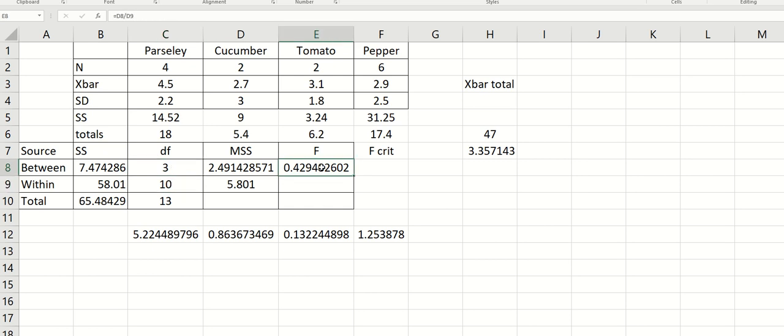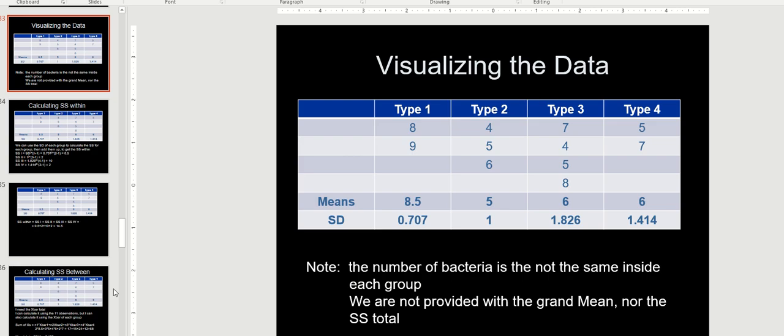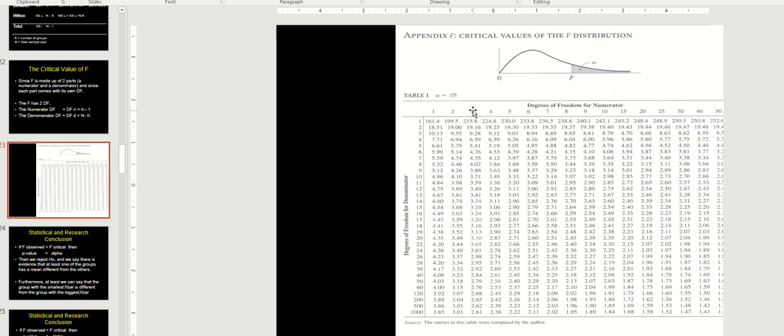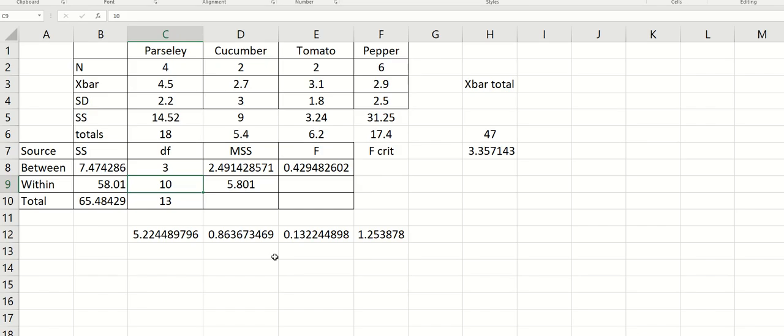Okay, now I need to get the f critical. Remember the degrees of freedom 3 and 10. I go to my ANOVA table. For 3 and 10, the critical value is 3.71. So the critical is 3.71. You can see that under the calculated we put the p-value, and under the critical we put the alpha.